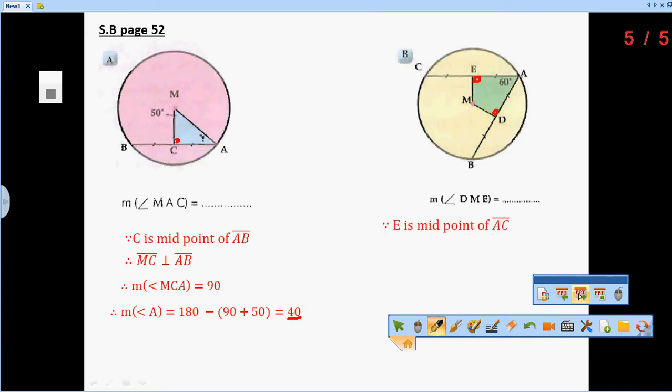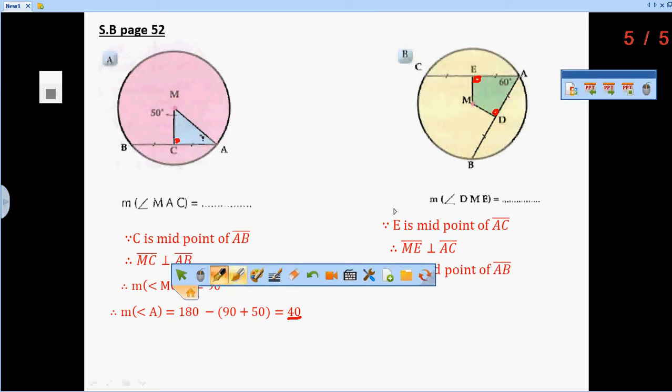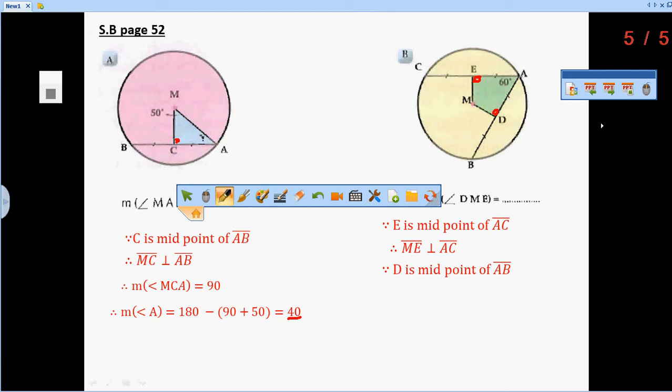Since E is the midpoint of AC, ME is perpendicular to AC. After that, D is the midpoint of AB, then MD is perpendicular to AB, which means the measure of angle AMD is equal to 360 minus (90 plus 90 plus 60). It will be 120 degrees.